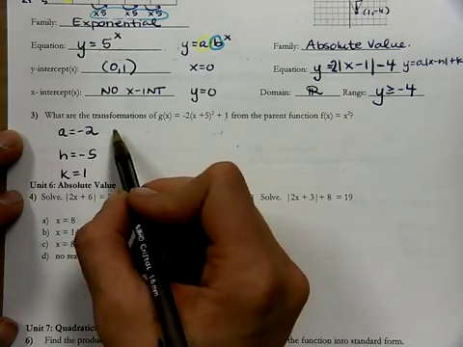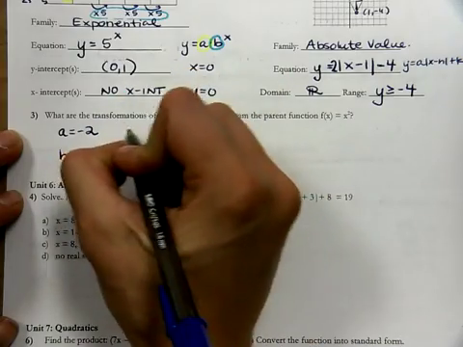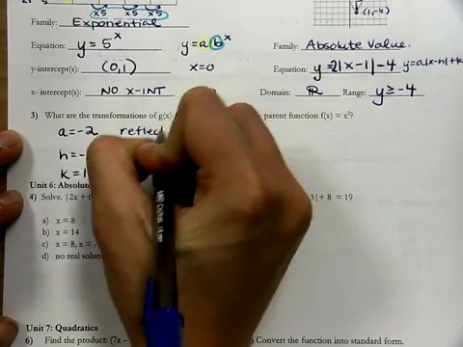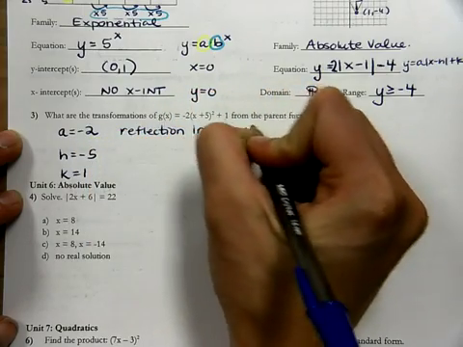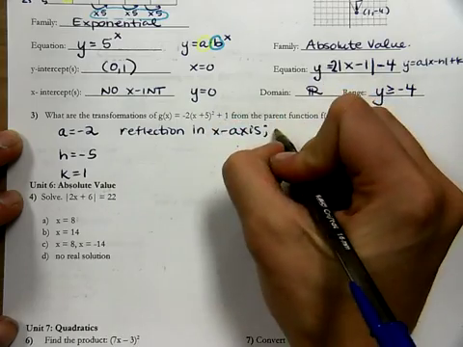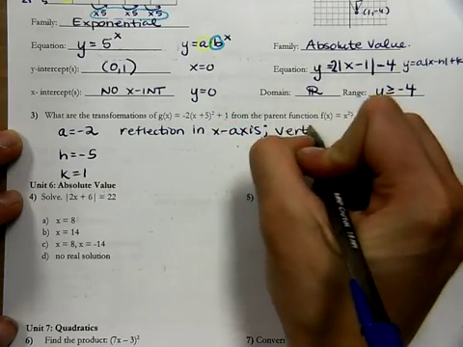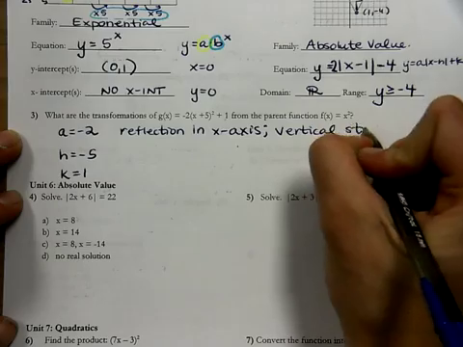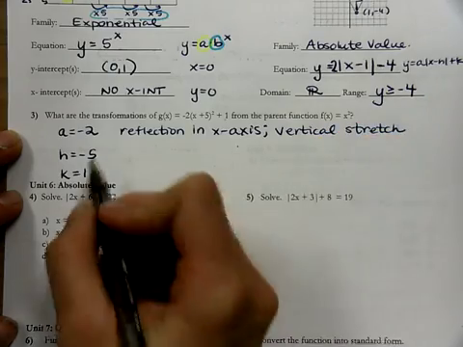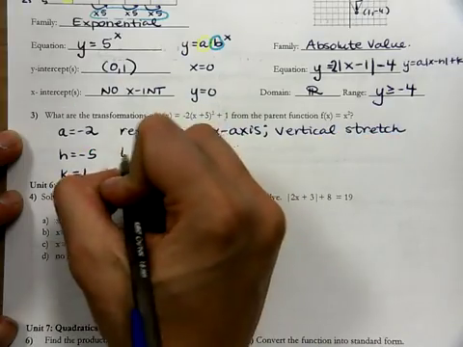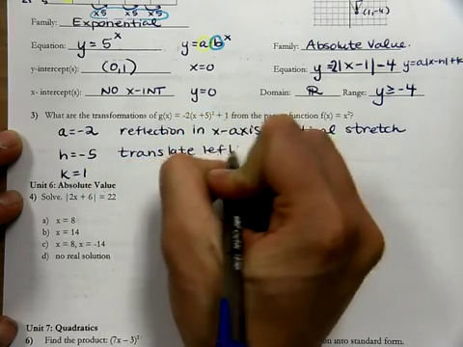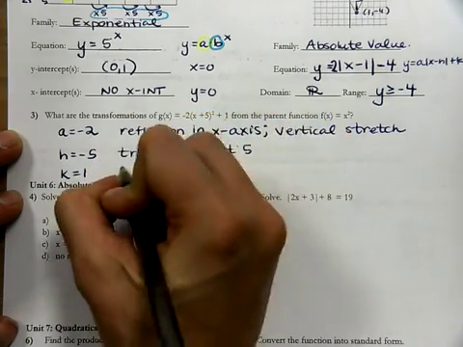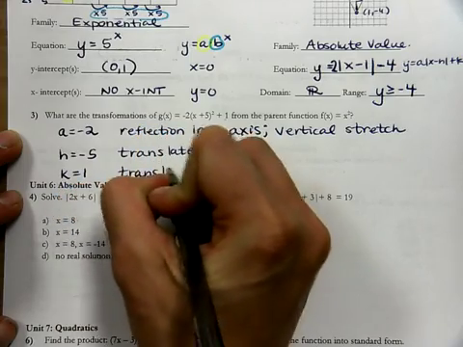When a is -2, this does two things to the graph. The negative makes this a reflection in the x-axis, and the 2 makes this narrower than the parent function, or a vertical stretch. Because h is -5, this is translating to the left 5, and k is positive 1, so I'm translating up 1.